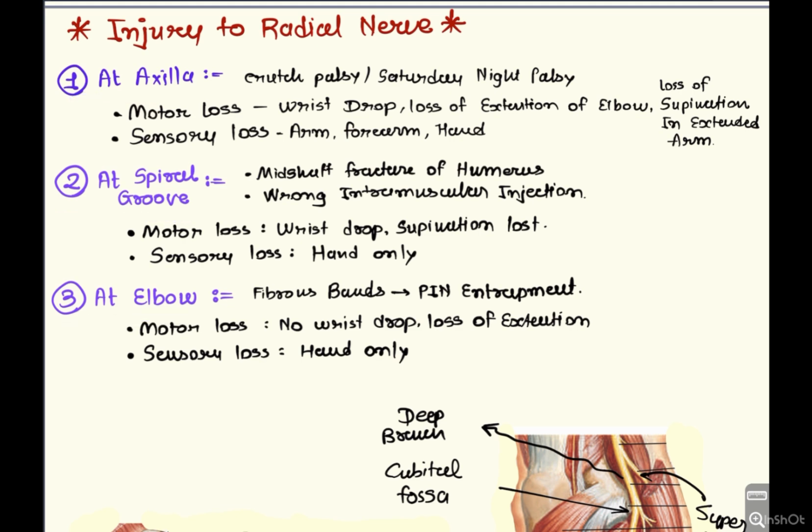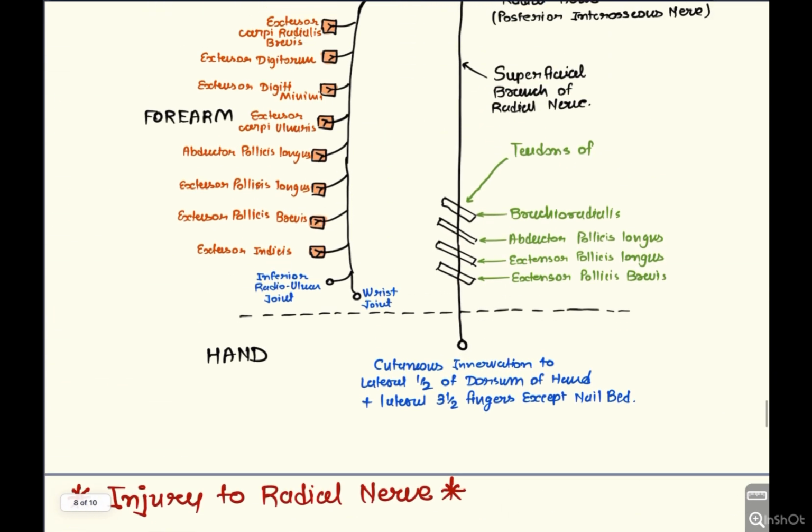Let's talk about the first scenario. The radial nerve is injured in the axilla. The causes are due to crutch palsy or due to Saturday night palsy. If the person is using the crutch in abnormal way, the person can have crutch palsy or the Saturday night palsy. If a drunken person on the Saturday is sleeping on the chair by hanging his arm on the chair, the person can have the Saturday night palsy. So let's see what happen.